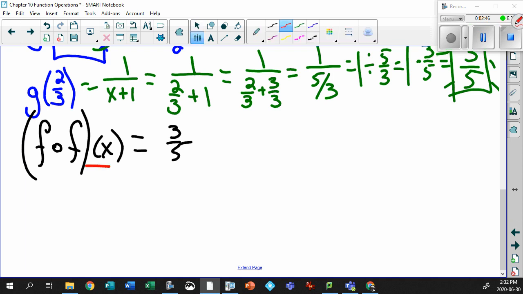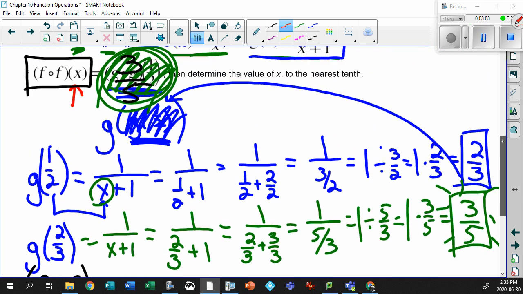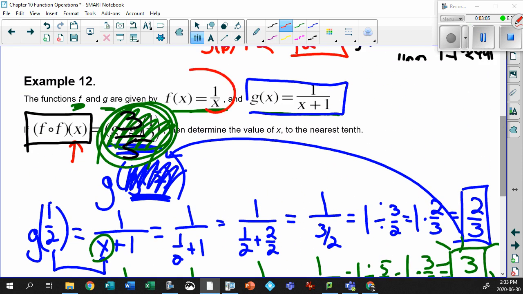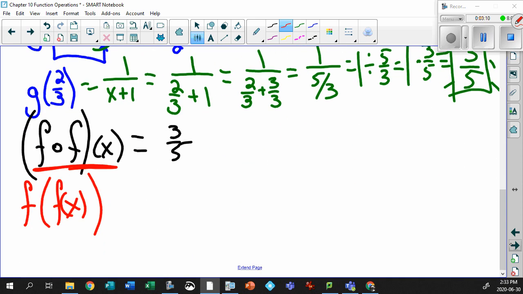Well, let's just figure this out. Let's figure out what that is. So if you think about this for a second, f of x. What is f of x? Going all the way back here, f of x is 1 over x. Oh, I can do that. That's no problem. So this is the same as saying f of 1 over x. Perfect. There's nothing to do there.